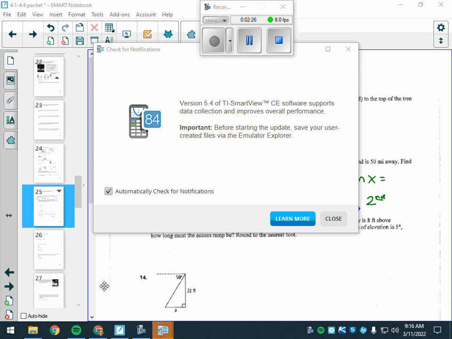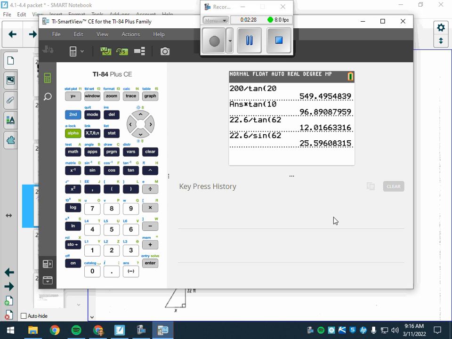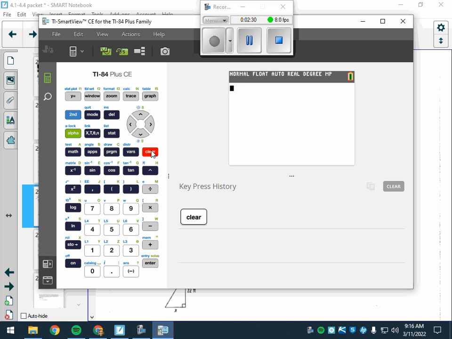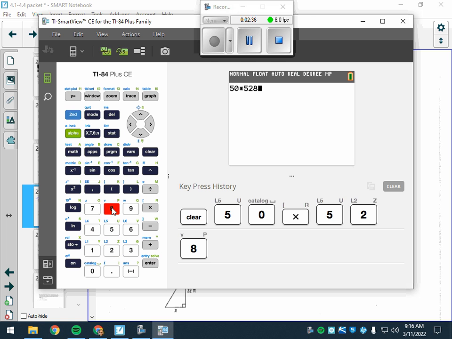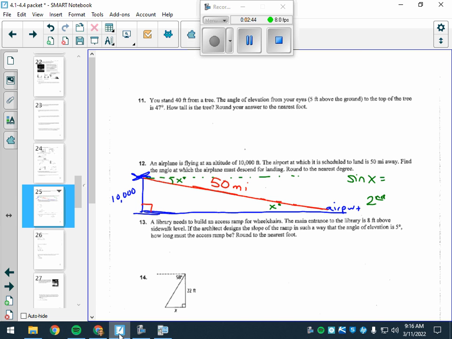So how many feet in a mile? We talked about this the other day. 5,280. So 50 miles times 5,280 is 264,000. Okay, so this equals 264,000.